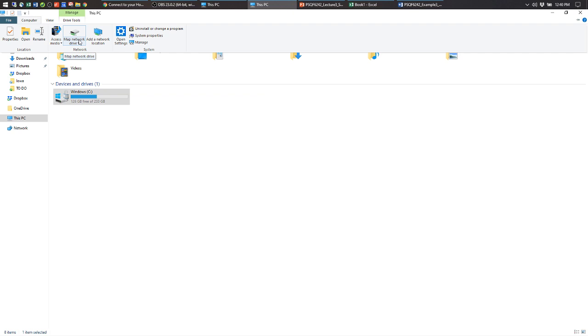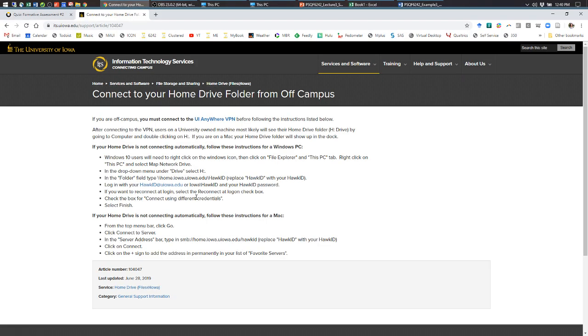Mac people, is there an analog that you follow? No, I don't know Macs. I'm like my mom when it comes to Macs. I can't help you. The directions are in there. Okay, great, so we found that same page. I just asked for Iowa map H drive, and this page came up as the first option. So let's follow these instructions and see if we can get this to work.